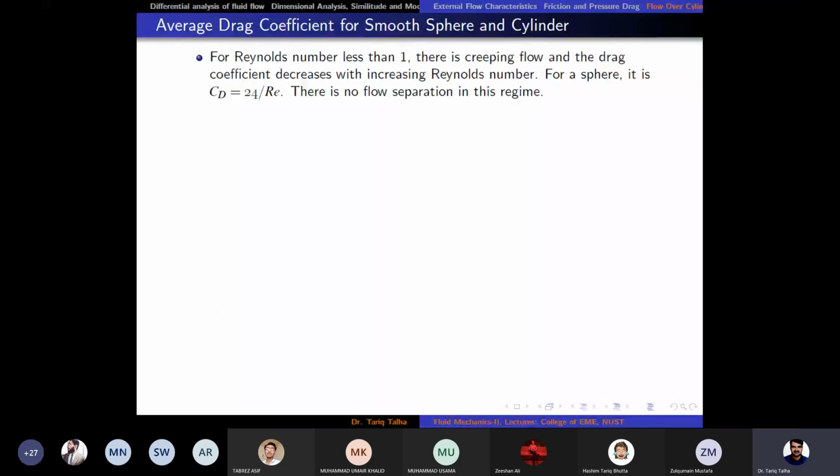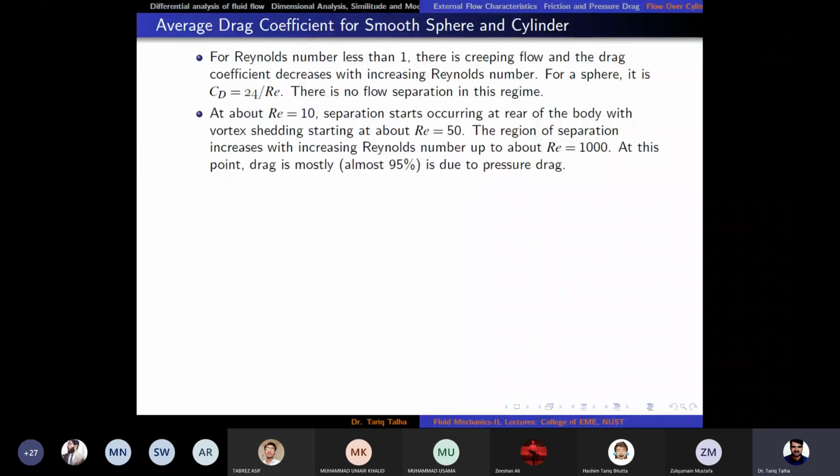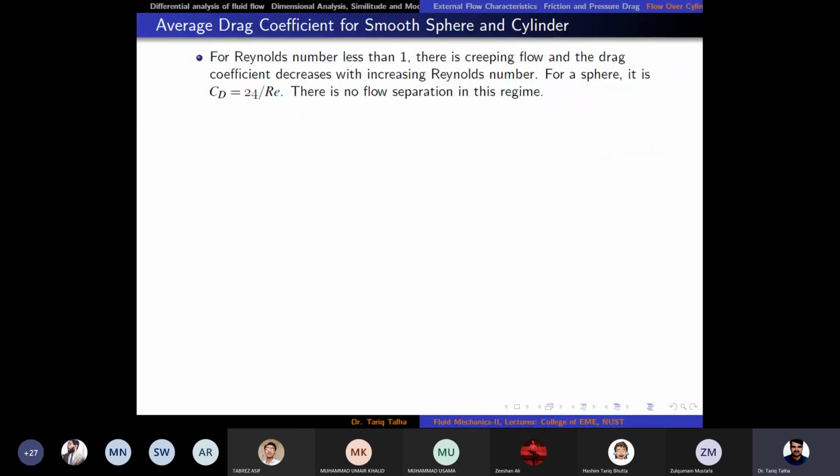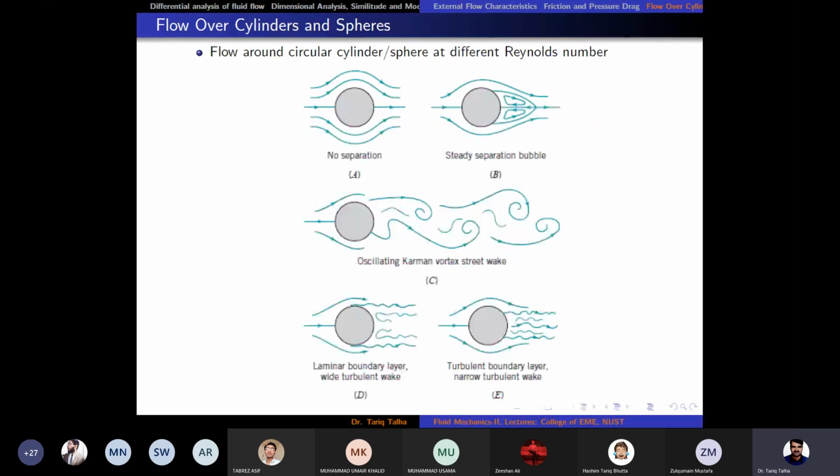For Reynolds number less than 1, there is a creeping flow and the drag coefficient decreases with increasing Reynolds number. For a sphere, it is 24 divided by Reynolds number. There is no flow separation in this region, so friction drag is more in this case, and the pressure drag contribution would be less. At about Reynolds number 10, separation starts. There would be standing vortices, which I have shown you in figure B.